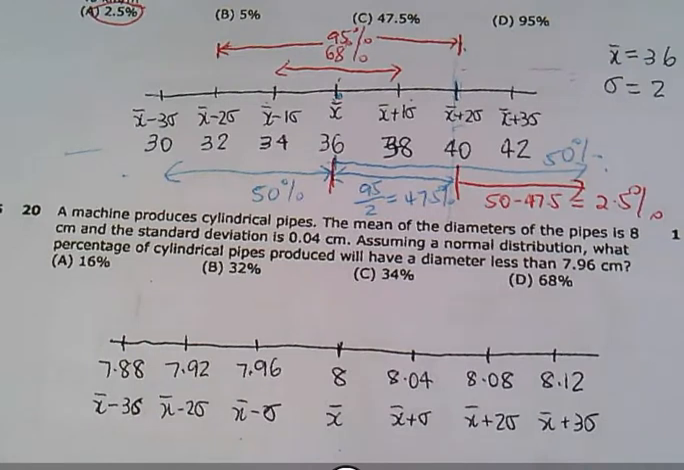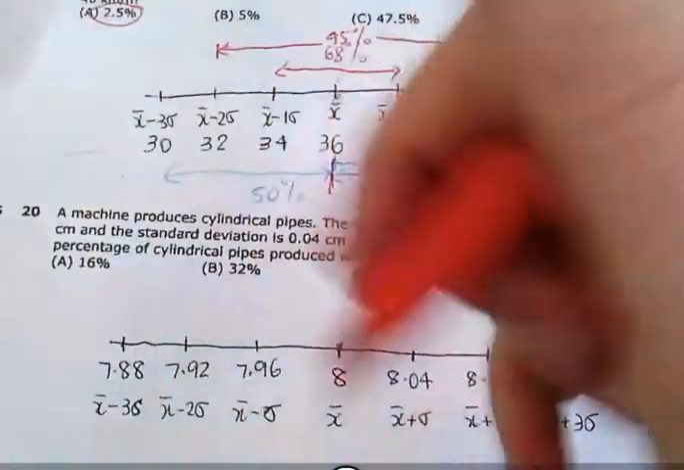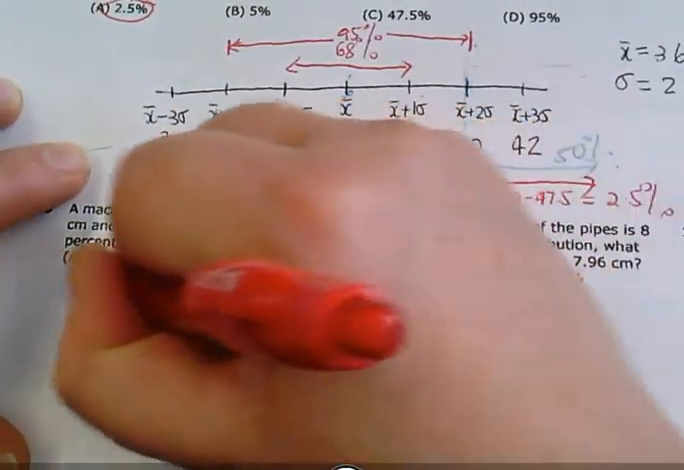The question is, assuming that you have a normal distribution, meaning, yes, I'm allowed to use the numbers 68, 95, 99.7, that's what it's telling you. What percentage of cylindrical pipes will have a diameter less than 7.96? So I need to know this bit downwards.